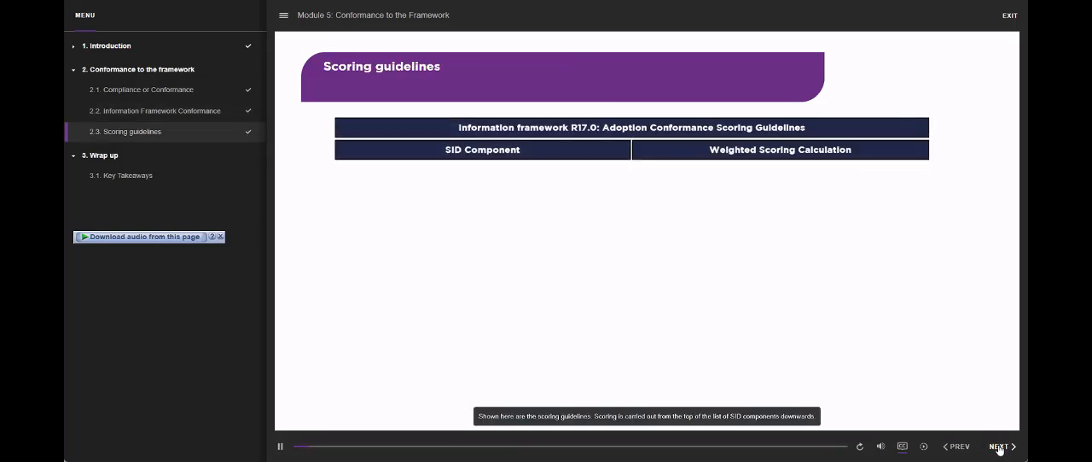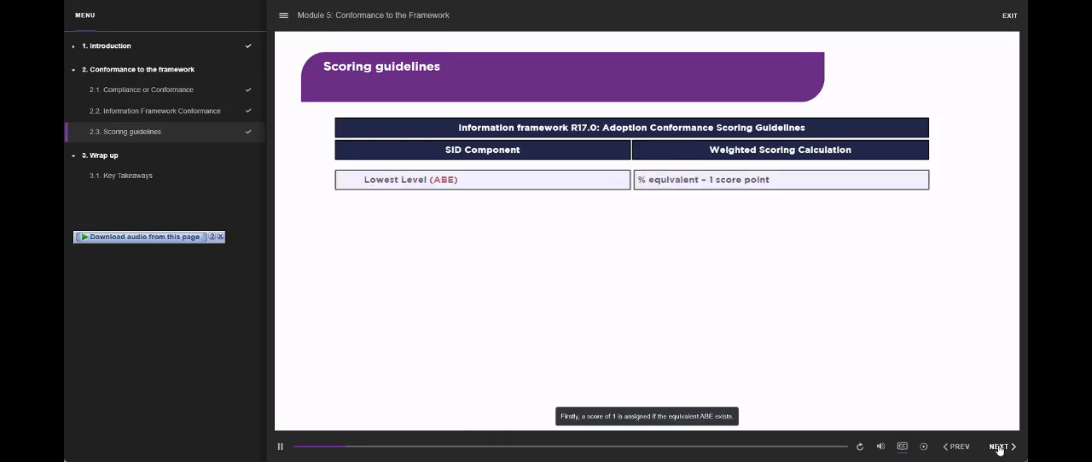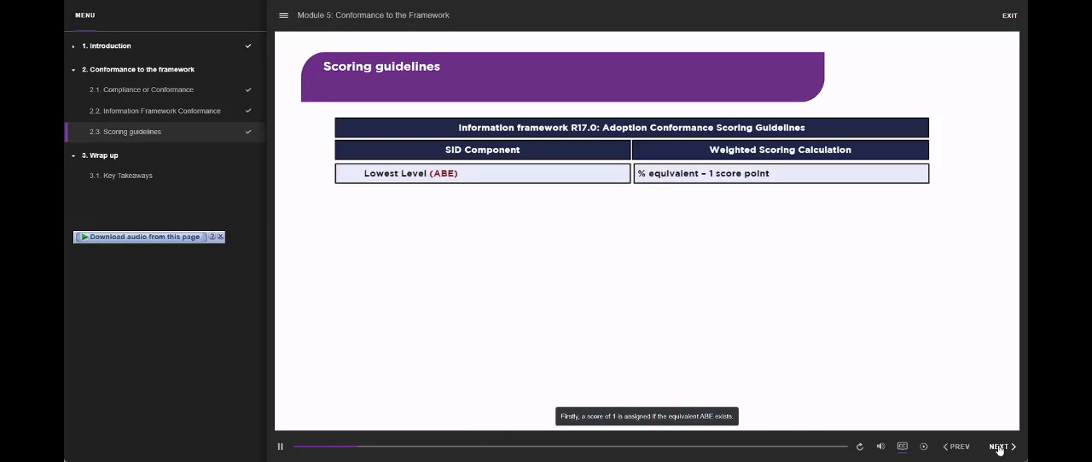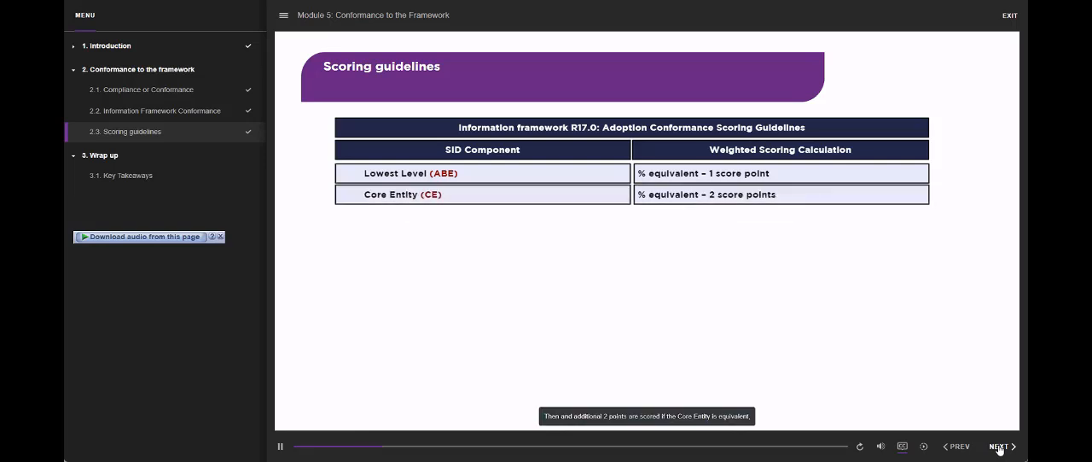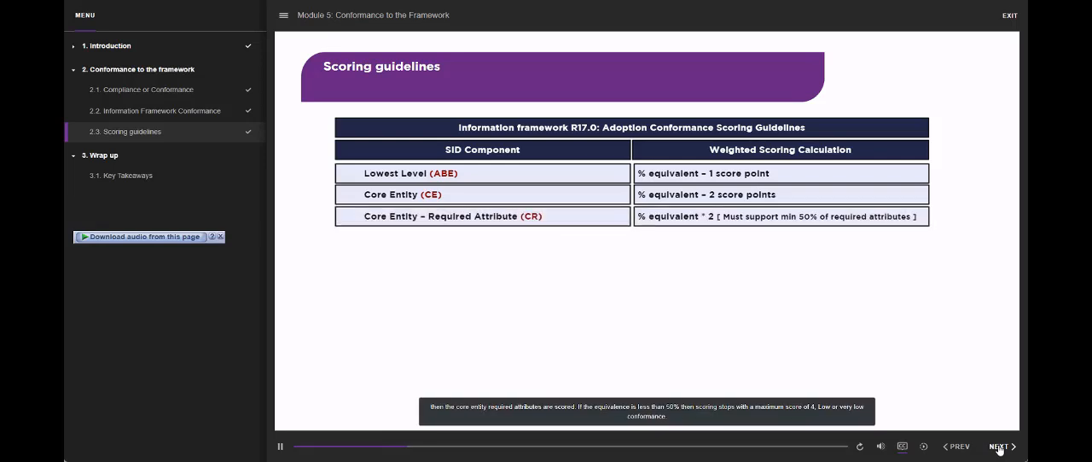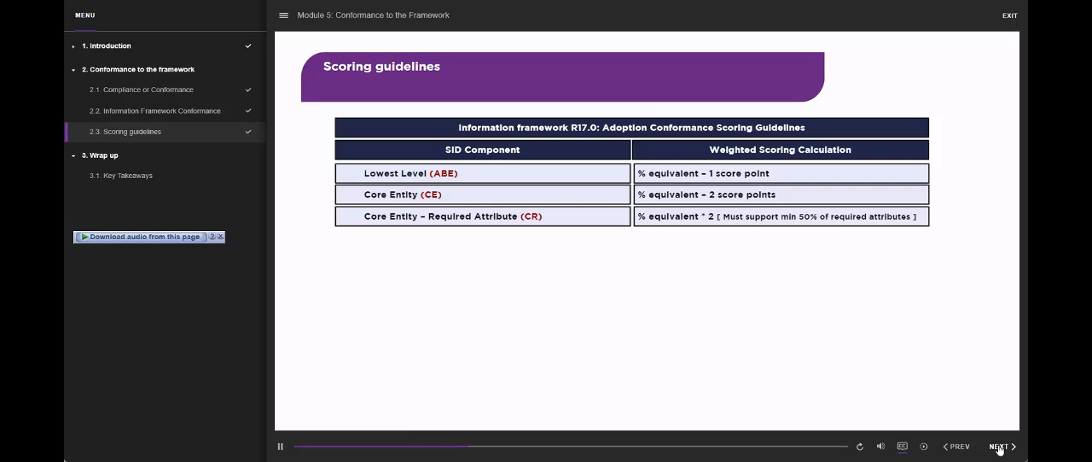Shown here are the scoring guidelines. Scoring is carried out from the top of the list of SID components downwards. Firstly, a score of 1 is assigned if the equivalent ABE exists. Then an additional 2 points are scored if the core entity is equivalent. Then the core entity required attributes are scored. If the equivalence is less than 50%, then scoring stops with a maximum score of 4, low or very low conformance.